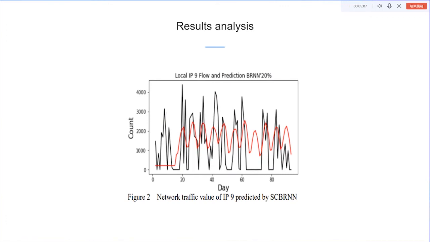We selected the network traffic data set for training. The data set spans 3 months and involves 10 local workstation IPs. We use Python's pandas library to perform statistics on the data and fill in the default values in the data information. The results of SCBRNN are shown in Figure 2. In Figure 2, the sampling rate of SCBRNN is 20%.